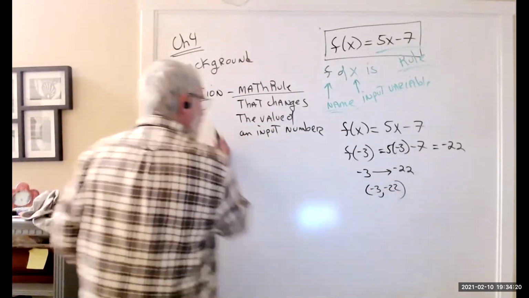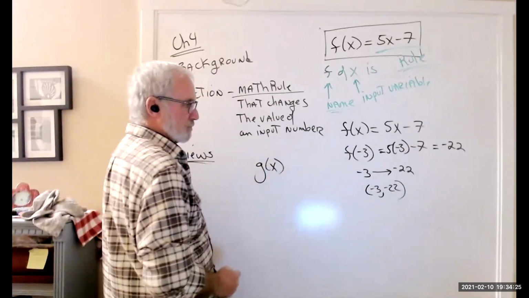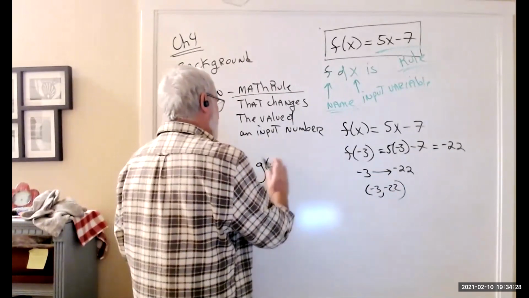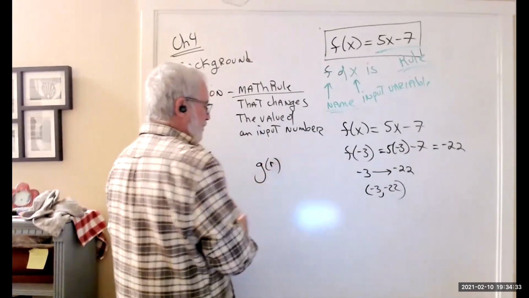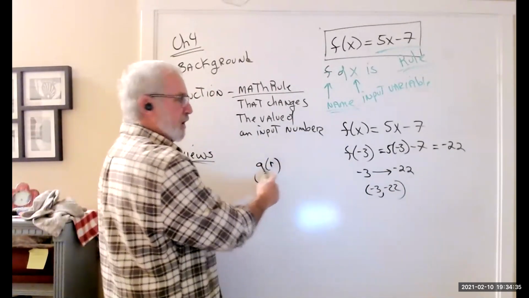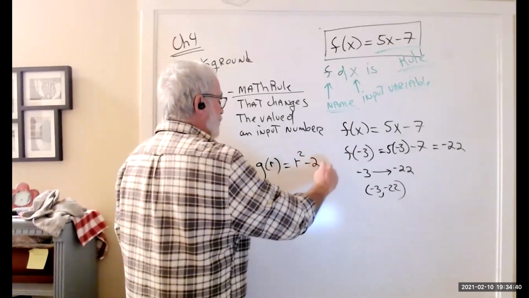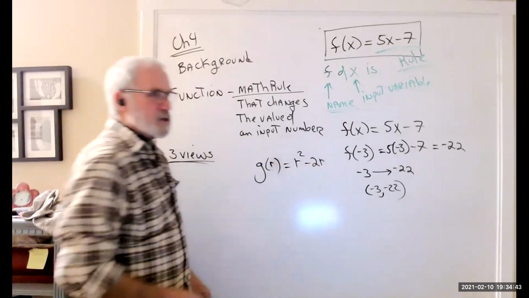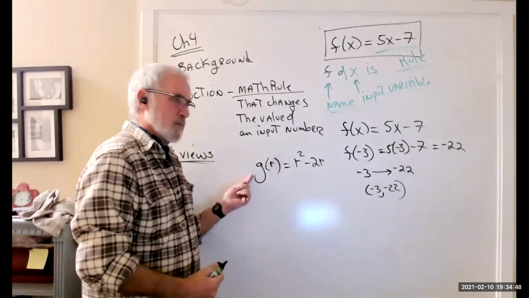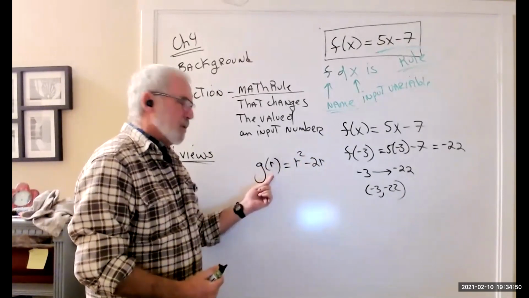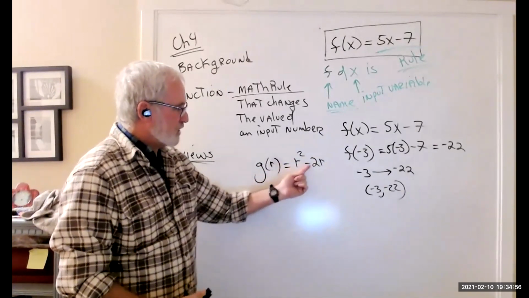Okay, let's take a new function. Let's make up g of x. Oh, actually, forget it. Let's make up g of r for a new variable. G is the name, r is the variable. And what do I want to do with r? I want to do r squared minus 2r. Now, I just made this up. So here's a new function called the g function, and it uses the variable r. It squares the r and takes away 2 times the r.